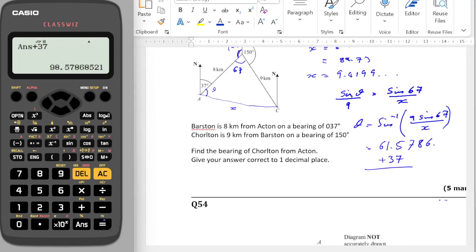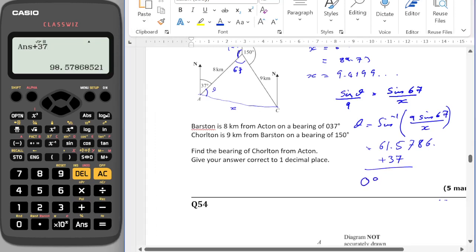So the bearing is going to be 098.578 dot dot dot. So the bearing to one decimal place would be 098.6 degrees.